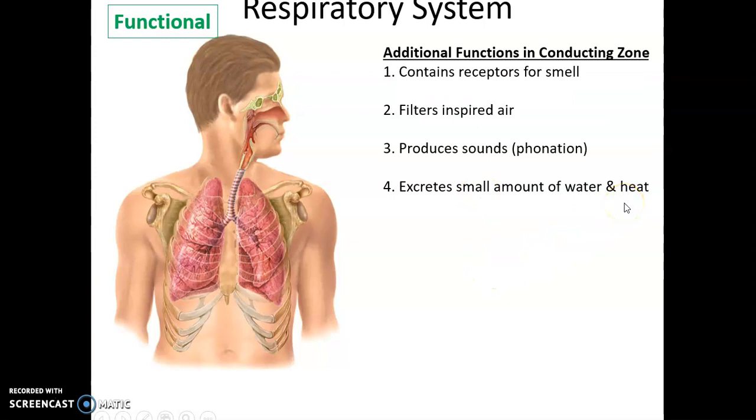Functions in the conducting zone include receptors for smell, so olfaction is a function of the conducting zone; filtering the inspired air, so as the air comes in, trying to filter out particulates from that air; producing sounds, or phonation, so sound production is part of the conducting zone; and also excreting small amounts of water and heat into the air that is being breathed in, so moistening the air and warming it up.